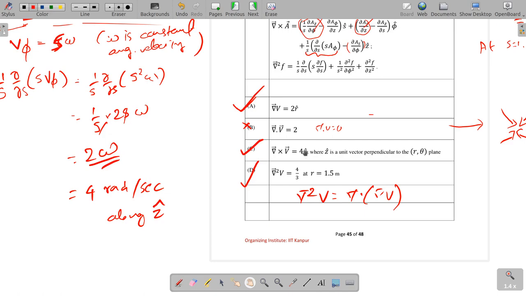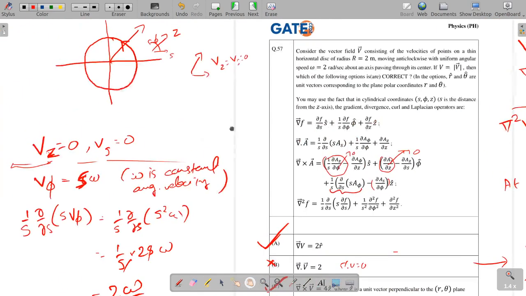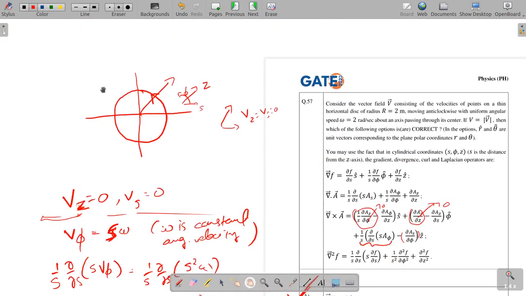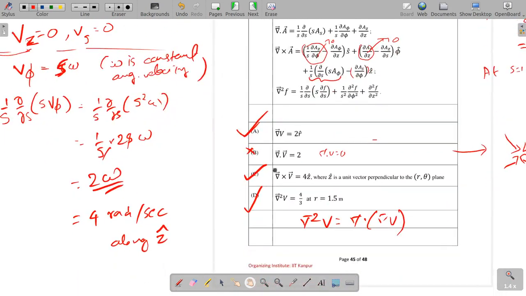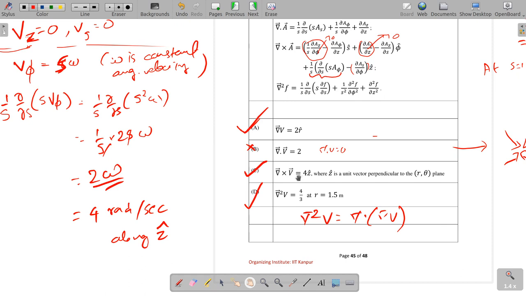And the direction should be the direction of this curl. Since it is curling around this axis, the z axis, you should have curl of v equals 4z. So this is the right answer. What about the other two?